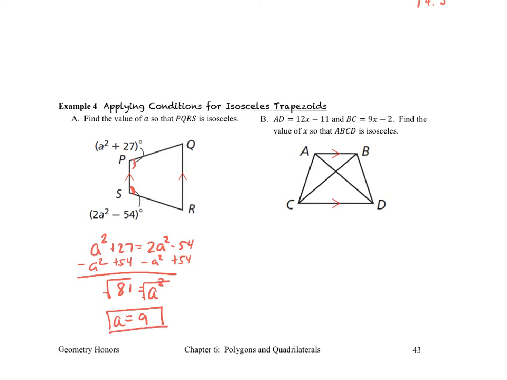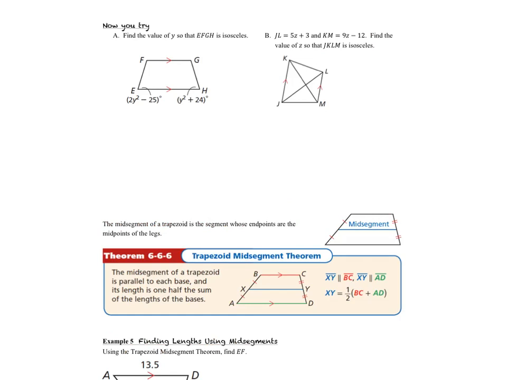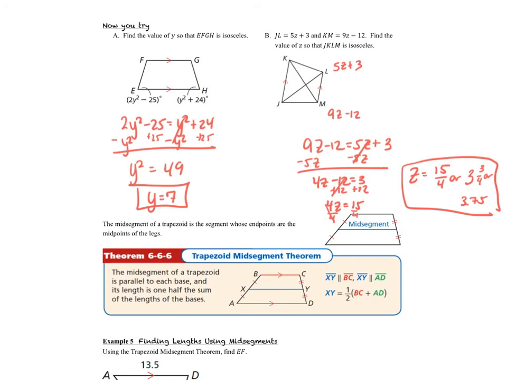Next one, AD is 12x minus 11, and BC, the other diagonal, is 9x minus 2. In order for the trapezoid to be isosceles, those diagonals would have to be equal. So 9x minus 2 equals 12x minus 11. So I can subtract 9x from both sides, and I can even add 11 while I'm at it. So that's gone, that's gone. So I get 9 equals 3x, divide both sides by 3, and so x is 3. I'm going to do the now you try. Pause the video, hit play when you're ready for the answer. I got y equals 7 and z equals 15 over 4.